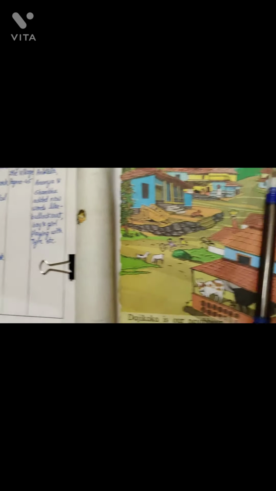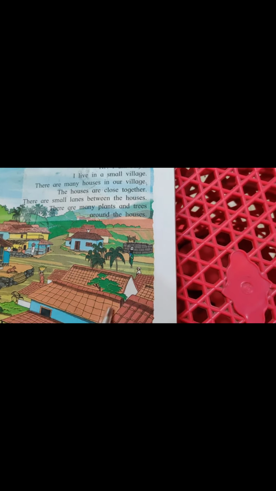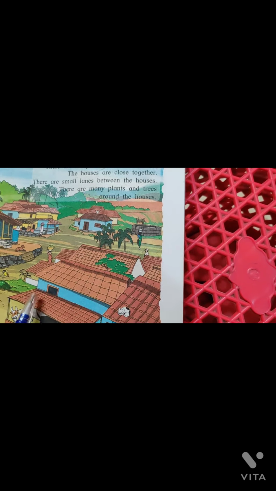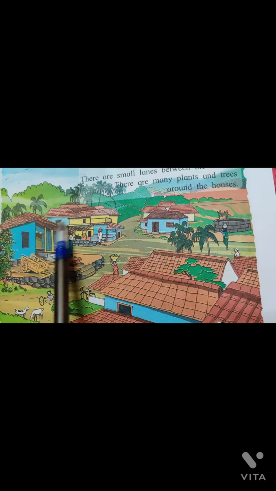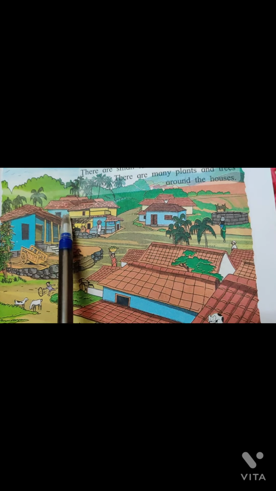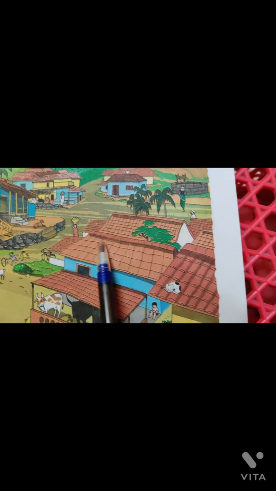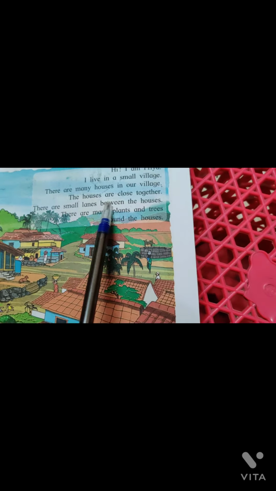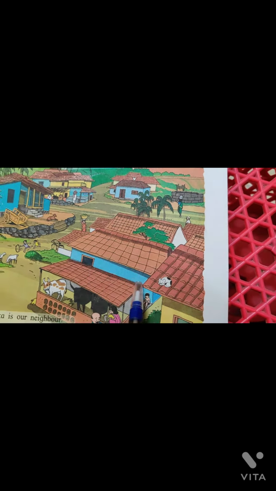Here first, I have shown them many houses. In the picture, there are many houses. They are close together. They are very close. By action, we are going to tell them to guess the meaning. They can come to know what the teacher is telling. The houses are very close. Small lanes between them. There are small lanes here. These are called lanes. There are small lanes between the houses.